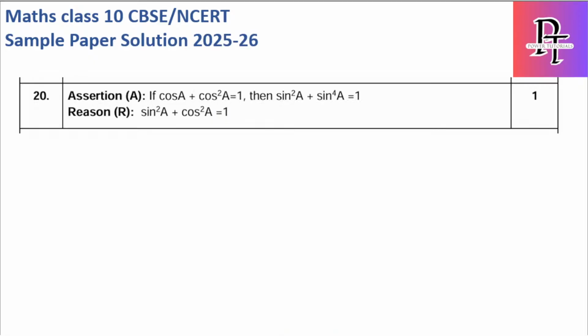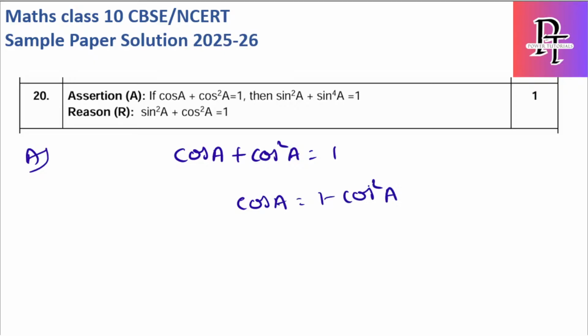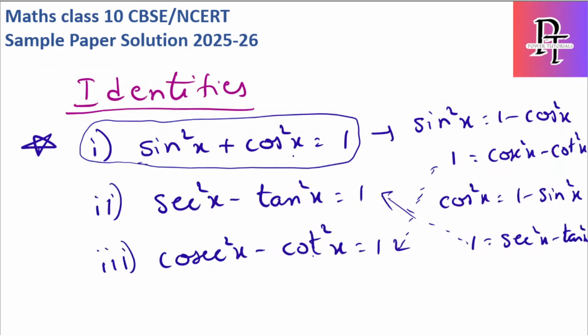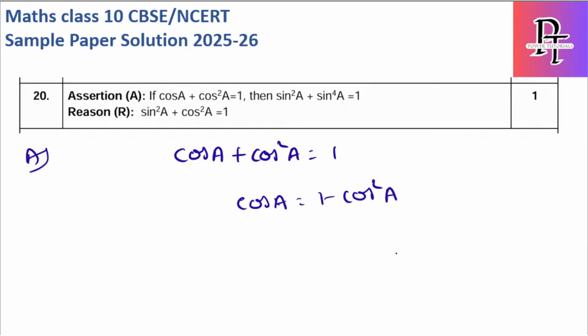Okay, let's move to this third MCQ, the assertion and reason question. It says that cos a plus cos square a is equal to 1. Fine, so I will get cos a as 1 minus cos square a. If you remember the first identity, sin square x plus cos square x is equal to 1, I can say sin square x is equal to 1 minus cos square x. So here I wrote 1 minus cos square a, which is nothing but sin square a. Now I got cos a as sin square a.